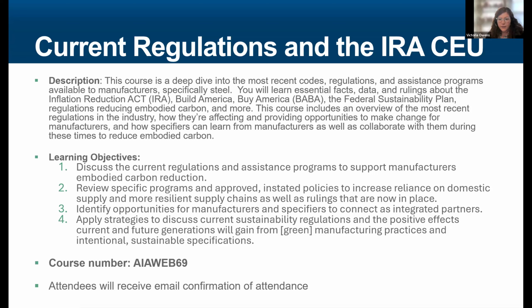So this course includes an overview of the most recent regulations in the industry, how they're affecting and providing opportunities to make change for manufacturers, and how specifiers can learn from manufacturers as well as collaborate with them during these times to reduce embodied carbon. And the learning objectives specifically are to discuss the current regulations and assistance programs to support manufacturers' embodied carbon reduction, review specific programs and approved and stated policies to increase reliance on domestic supply and increase the resilience of supply chains, as well as some rulings that are now in place. We'll identify opportunities for manufacturers and specifiers to connect as integrated partners.